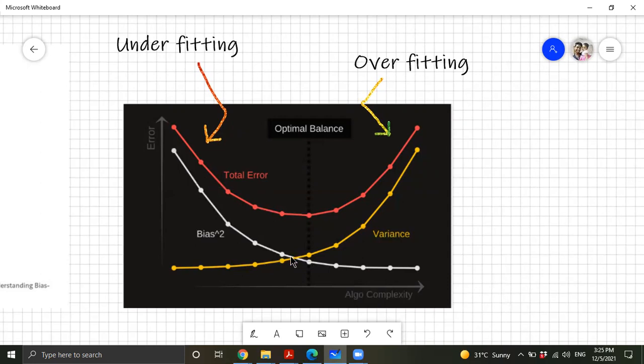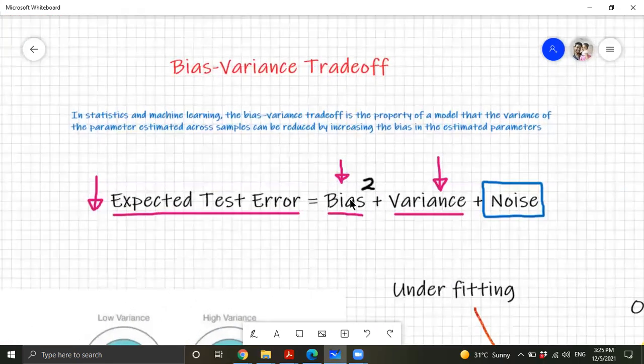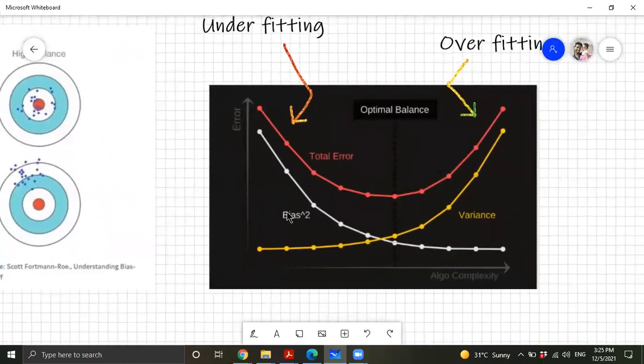This white color line, right? That's for the squared bias. Why do we take the squared bias? Because the expected test error is not bias but squared bias. That's why we just take the squared bias. So basically you can think of it as bias, right?